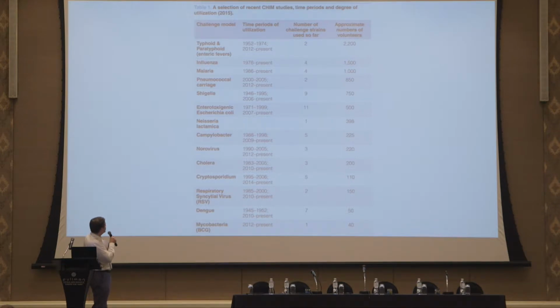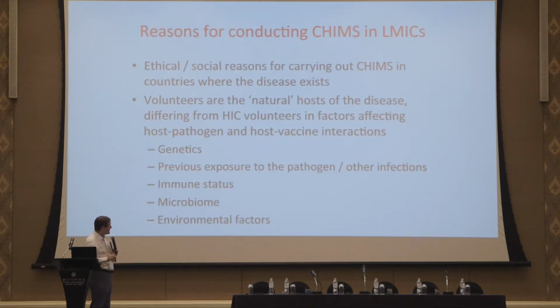You probably can't see this, but it is a list of the various pathogens that have been the subject of CHIMs over the last half a century or so. In terms of numbers of subjects, on the right, the most common is enteric fever, so typhoid and paratyphoid, Salmonella, and then you've got influenza, malaria, pneumococcal carriage, Shigella, ETEC, that's E. coli, a nasty gastroenteritis bug, Neisseria lactamica, a non-pathogenic strain of Neisseria. Other Neisseria species can cause other diseases. Then Campylobacter, norovirus, cholera, cryptosporidium, RSV, dengue, and mycobacterium. That's just showing that there's a huge range of pathogens that can be the subject of CHIMs.